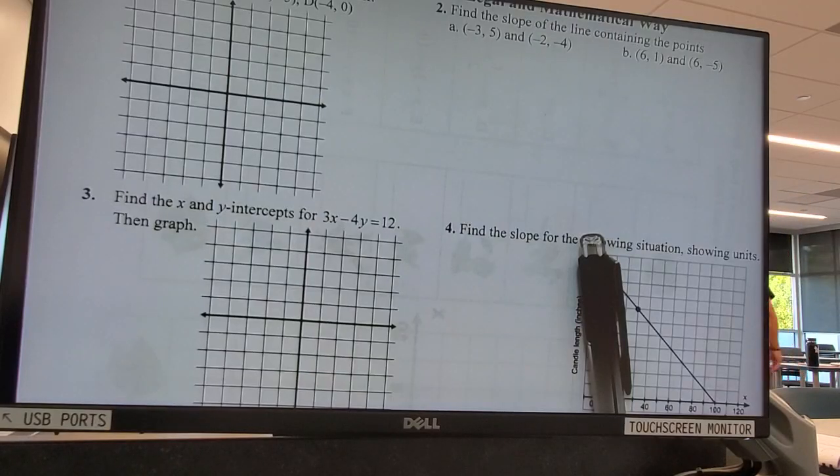Basically, for me, I just think of it as getting y by itself. And so first you gotta get this x.